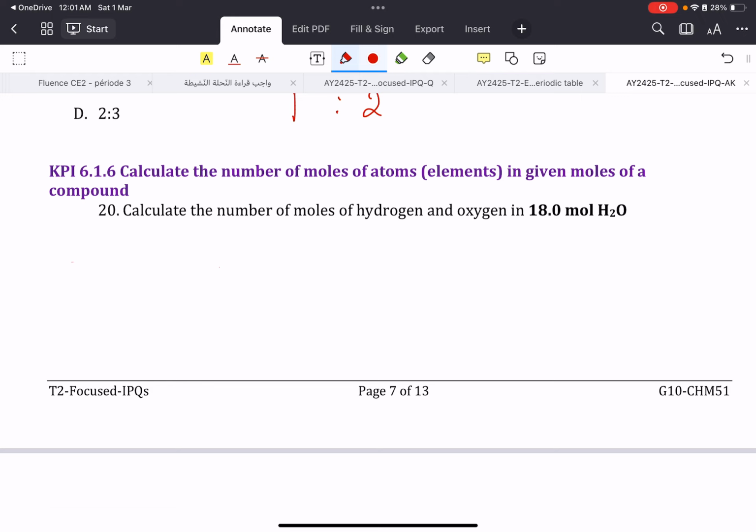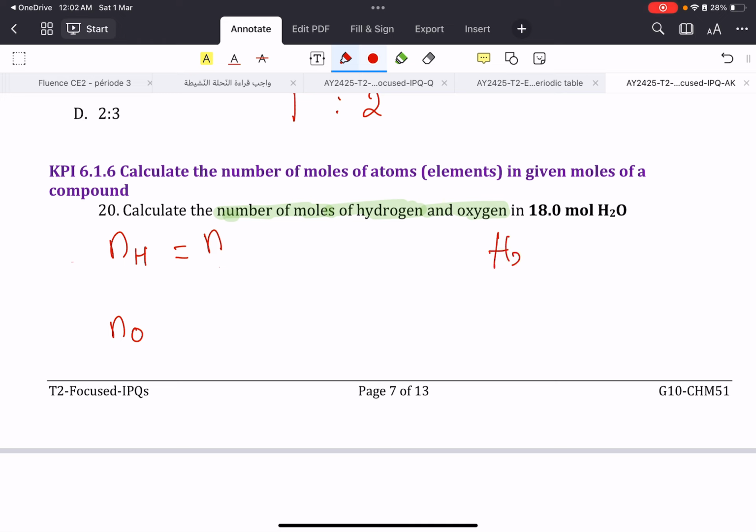Now, calculate the number of moles of hydrogen and oxygen in 18 moles of H2O. You have to read the question carefully. They don't want the number of atoms of hydrogen. They want the number of moles of hydrogen and moles of oxygen. Again, we look at this formula. Memorize this: it's the number of moles of the compound times the atomicity.